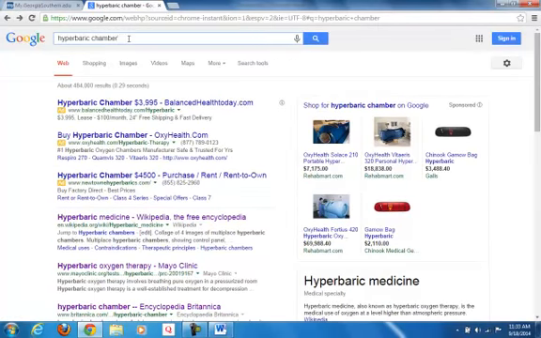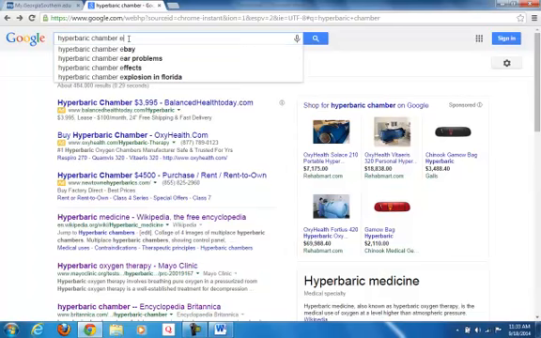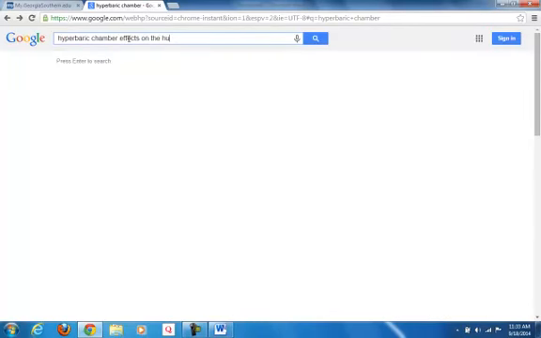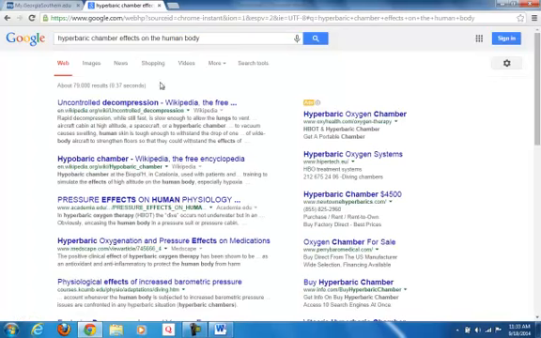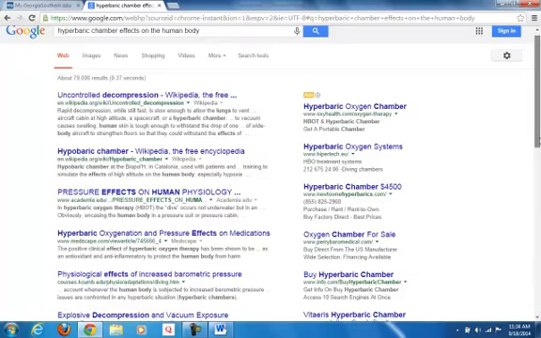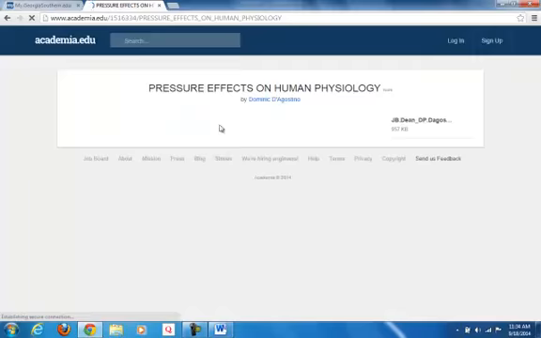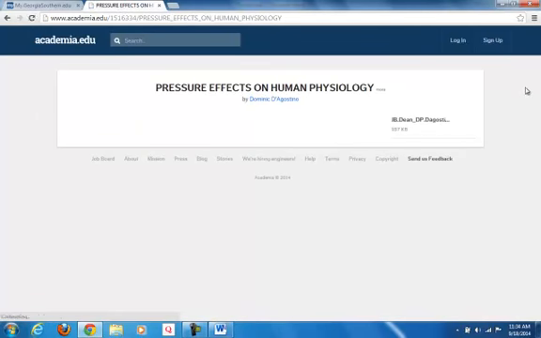So I'm going to go back up and do hyperbaric chamber effects on the human body. Now it is pretty specific, and I don't really expect that it'll pull up exactly what I need, but you never know what is out there, and it might lead me to something that I can use. So I'm pulling up a lot of Wikipedia. Oh, here's academia.edu. That sounds like that might be something useful.